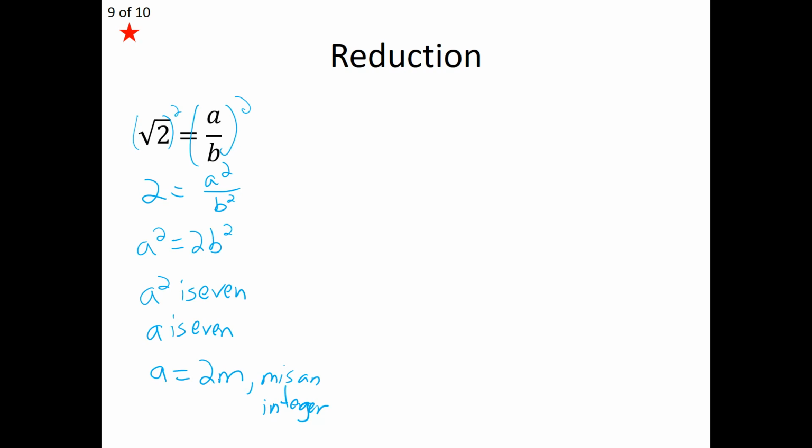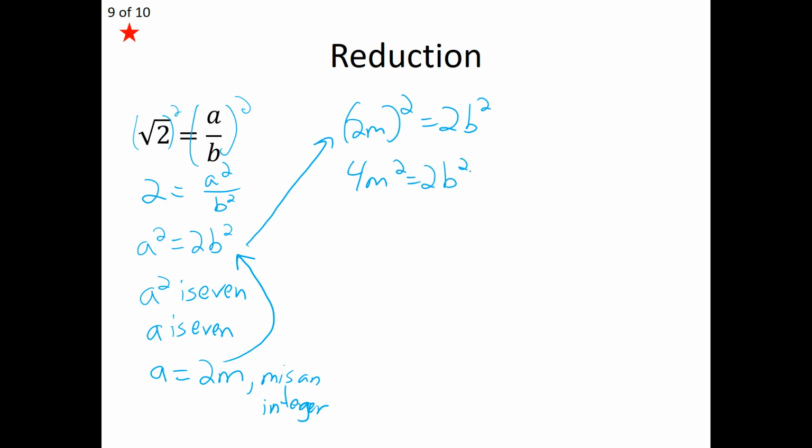Let's take this 2m and plug it back into our equation right up here, where we know a is equal to 2m. Let's plug it in for a in this equation and see what unfolds. So we plug 2m in here, and what bounces out is 2m squared is equal to 2 times b squared. Let's see what happens after we square 2m. If we take 2m squared, we actually get 4m squared is equal to 2b squared.